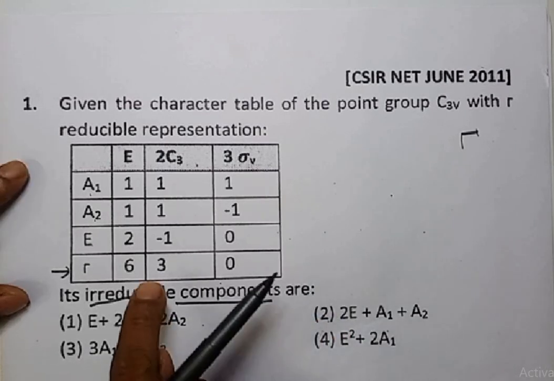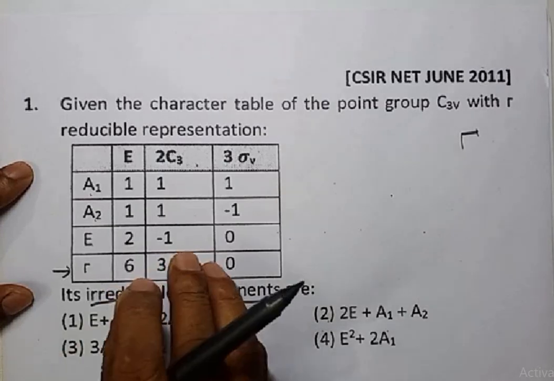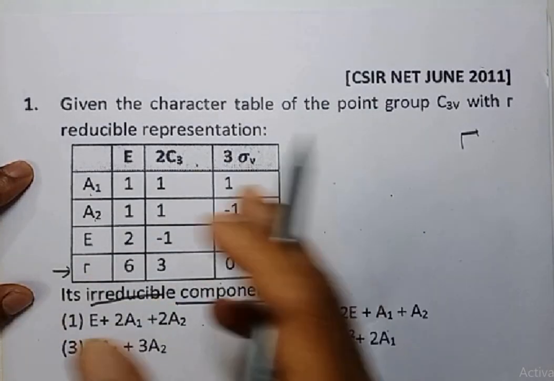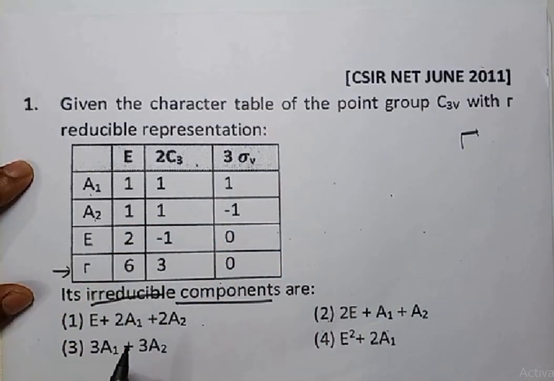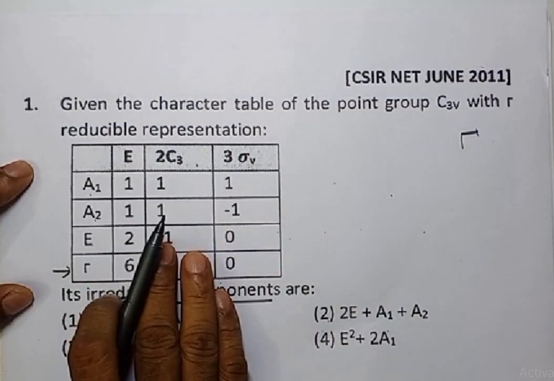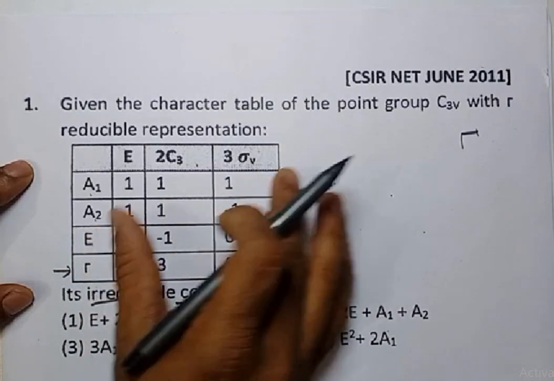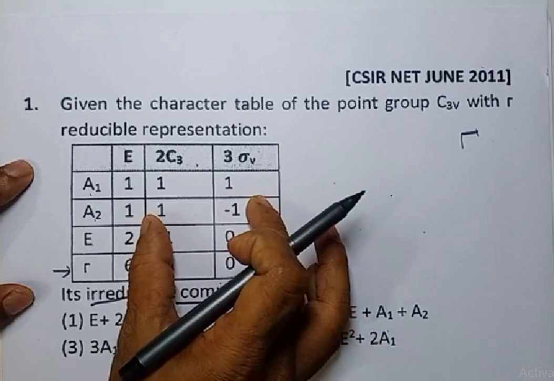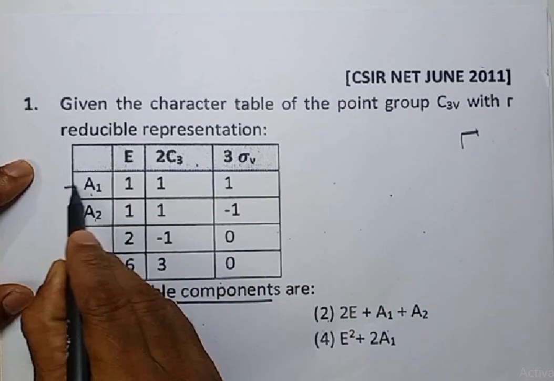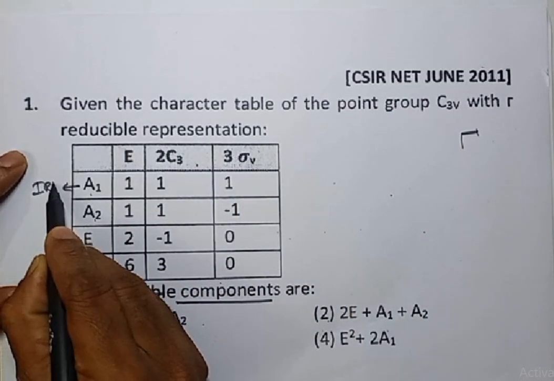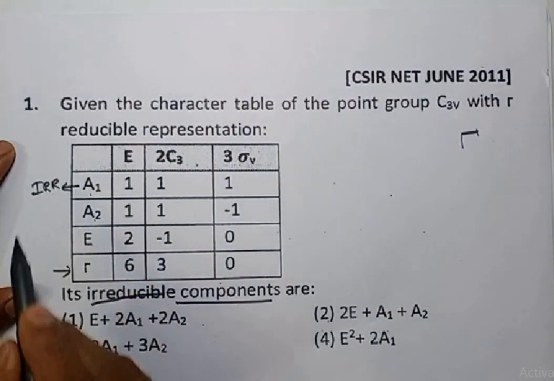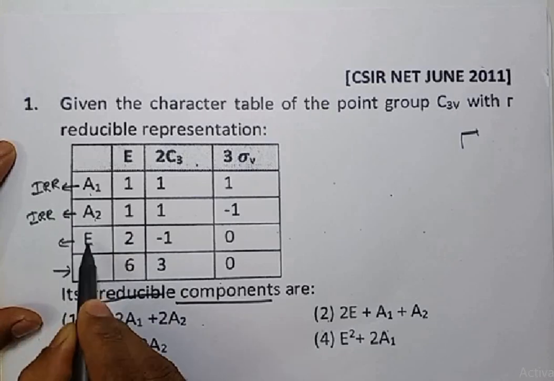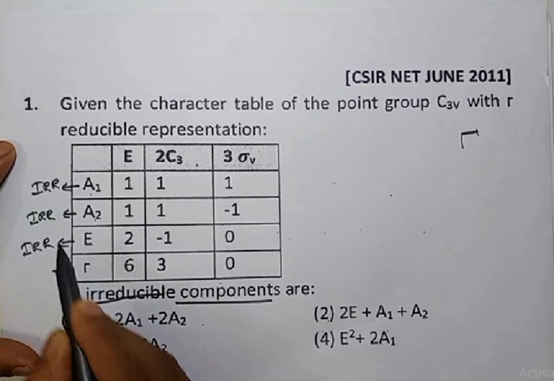Which means we have to reduce this reducible representation, and find out the number of irreducible representations present in it. Listen, this is actually called the character table of the point group C3v. In this, A1 is an irreducible representation, A2 is an irreducible representation, and this E is also an irreducible representation. These are all irreducible representations.